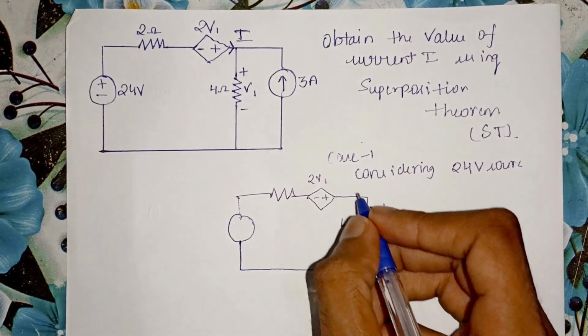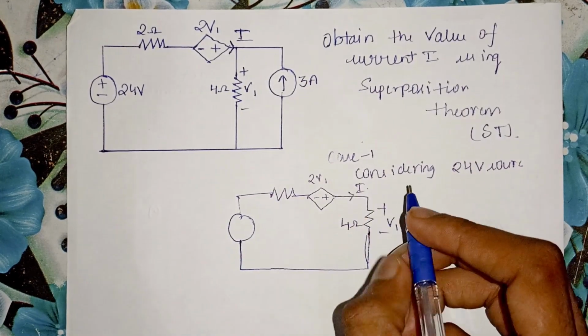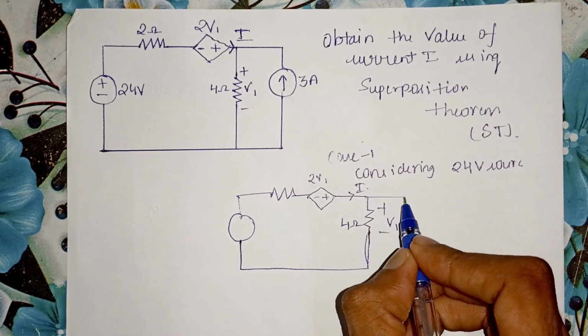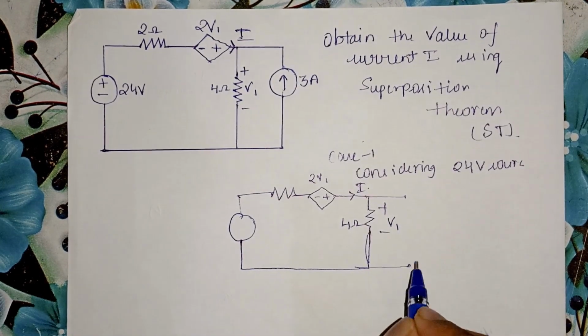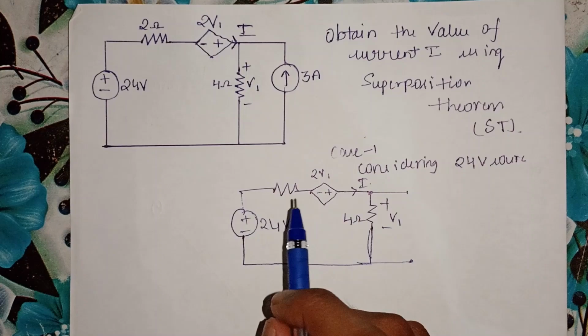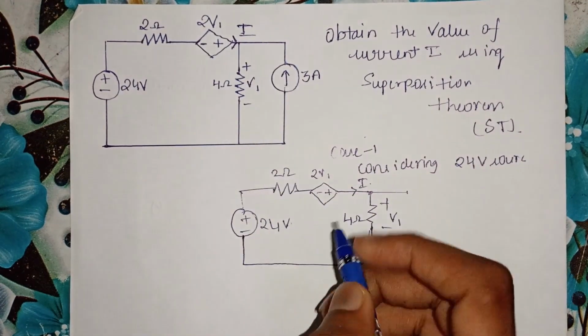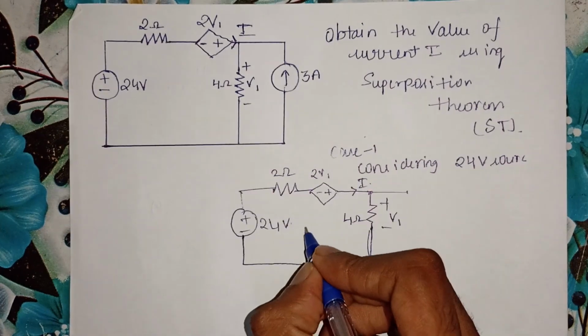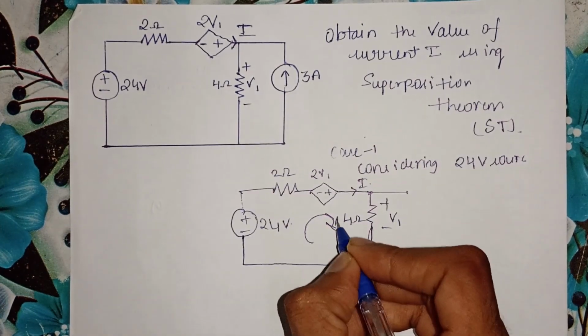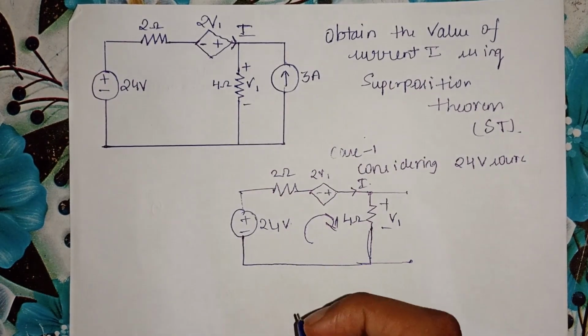As we have already seen in the previous videos, we have to open circuit the current source if present. So I open circuit the current source. Since I have to calculate the current I, I simply apply my KVL to this network, going from minus to plus, that is in the clockwise direction.